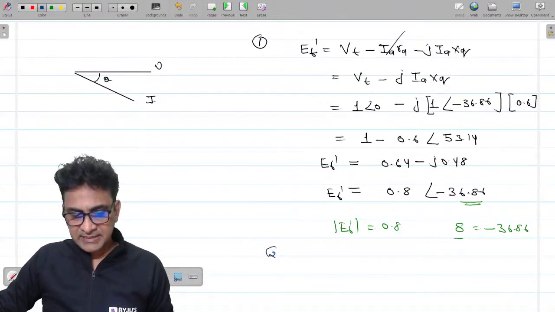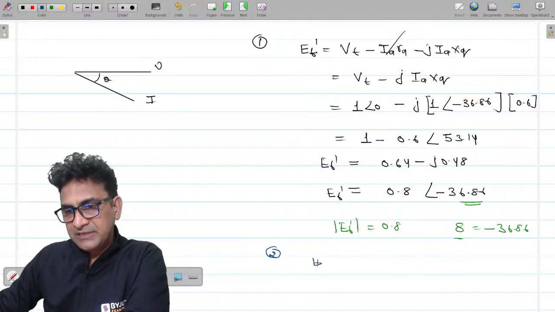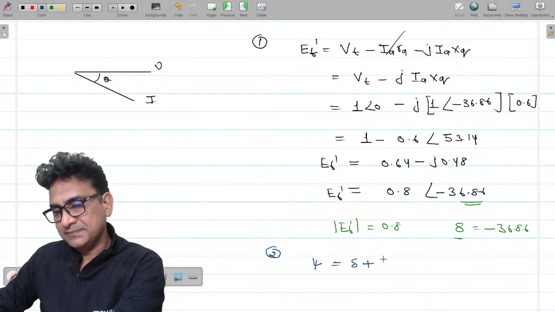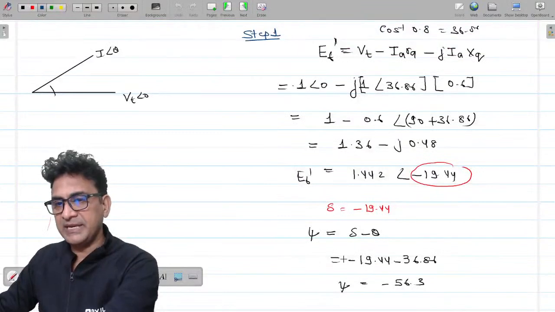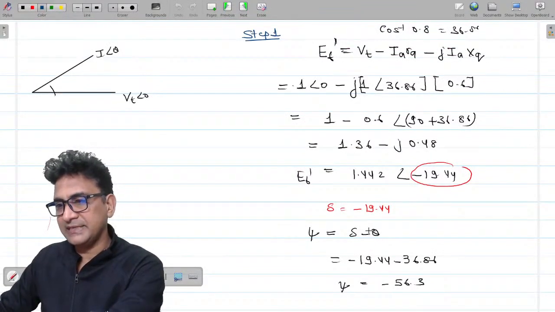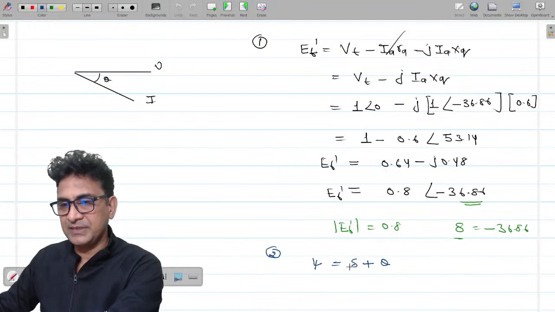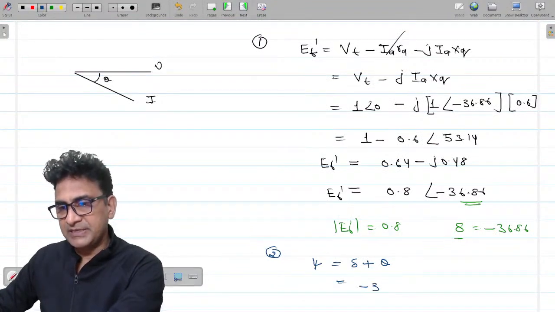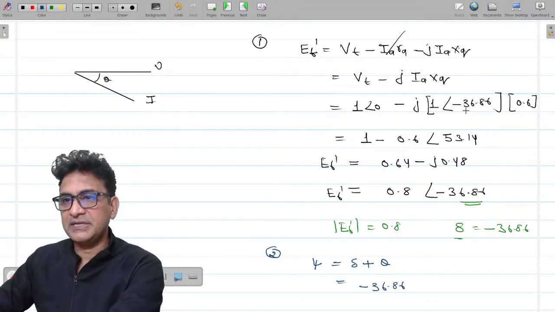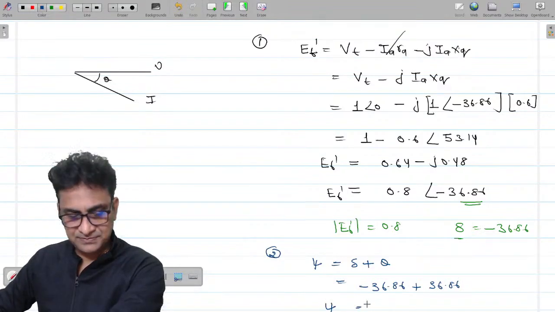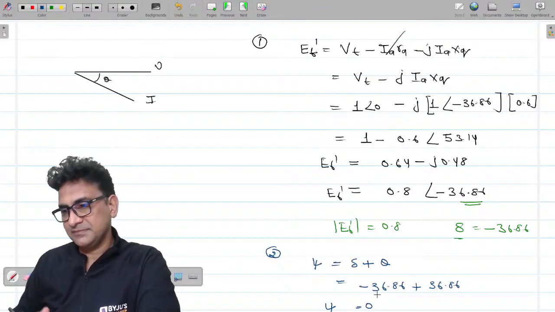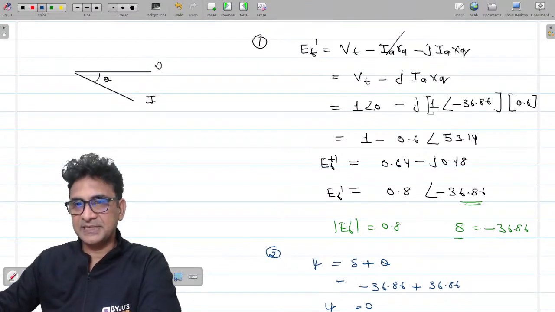Now, what is my second step? In the second step, I will find the inner displacement angle psi. It is delta plus theta. Why am I using plus here? In the earlier question, I used minus theta because the load was leading in nature. Here the load is lagging, so delta is minus 36.86. What is theta? Theta is also 36.86, from the 0.8 power factor. So the angle psi becomes 0. This is the second step.